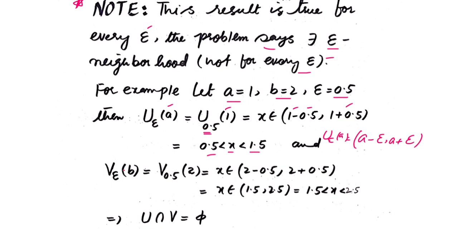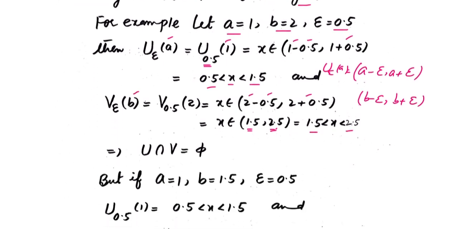Similarly, if you find the epsilon neighborhood of b, this can be defined as b minus epsilon to b plus epsilon. What is b? My b is 2 and epsilon is 0.5. So this becomes 2 minus 0.5 and 2 plus 0.5. This is equal to 1.5 and this is equal to 2.5. So the epsilon neighborhood of 2 is 1.5 to 2.5.